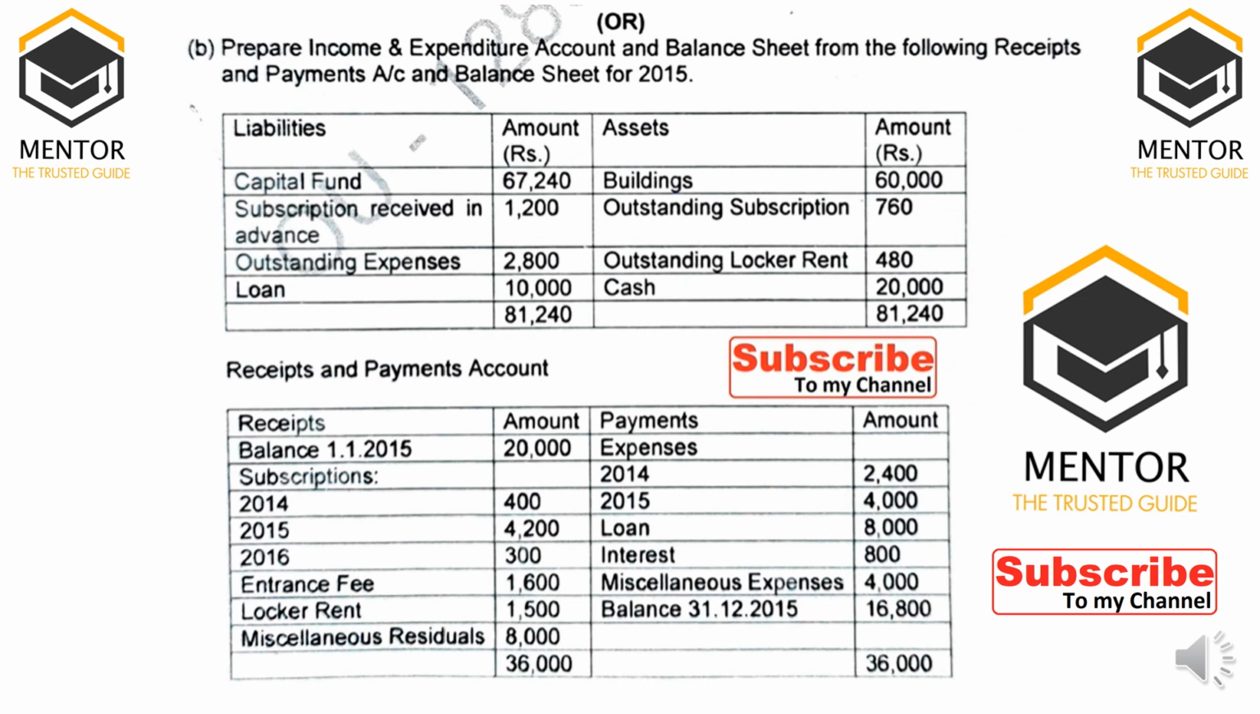On the receipt side, we will find subscription 2014, 15, 16, last year, current year and future year, entrance fee, locker rent, miscellaneous incomes. On the payment side, we find expenses last year which we paid, current year which we paid 4,000. Loan we have given, then interest 800 and miscellaneous expenses 400 and closing cash balance is 16,800. This information we have provided, and we are asked to prepare the closing balance sheet as well as the income and expenditure account.